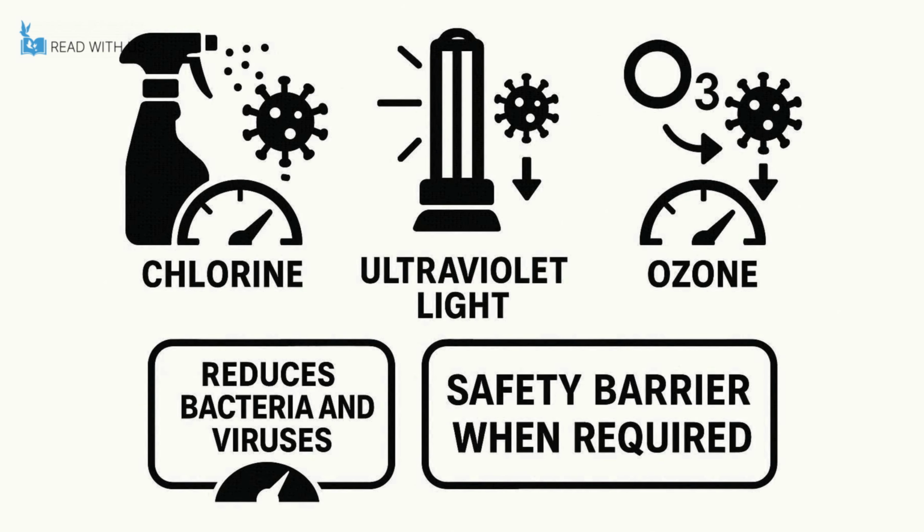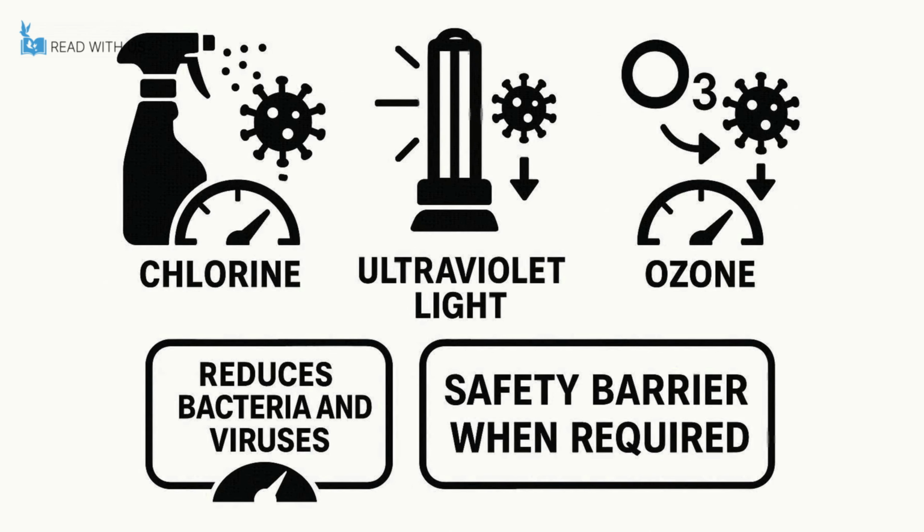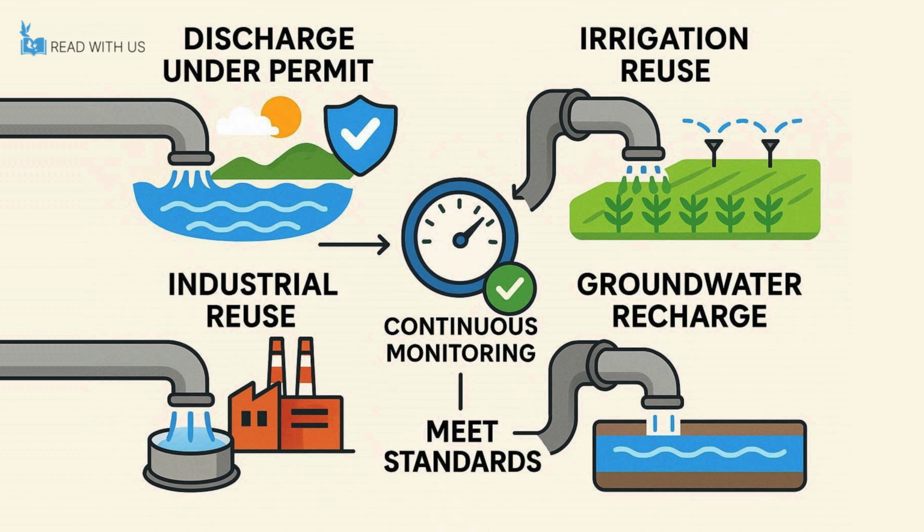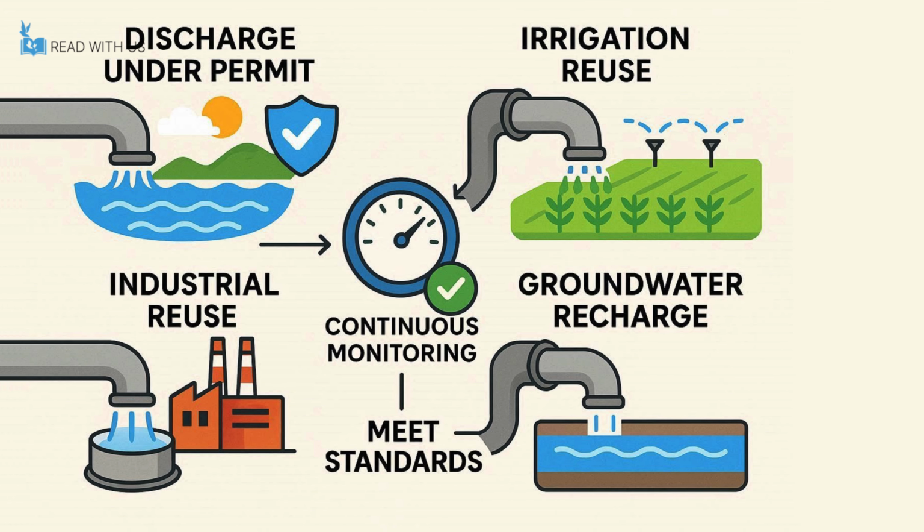Disinfection with chlorine, ultraviolet light, or ozone reduces disease-causing bacteria and viruses when the receiving water or reuse requires an additional safety barrier. Tertiary or advanced treatment can remove nutrients and fine contaminants using processes such as sand or membrane filtration, carbon adsorption, and chemical or biological removal of phosphorus and nitrogen. Treated effluent may be discharged to rivers or the sea under permits, reused for irrigation, industry, or groundwater recharge, and quality is continuously monitored to meet standards.